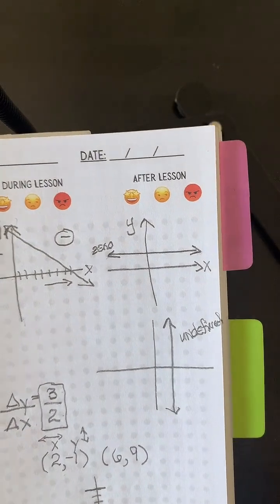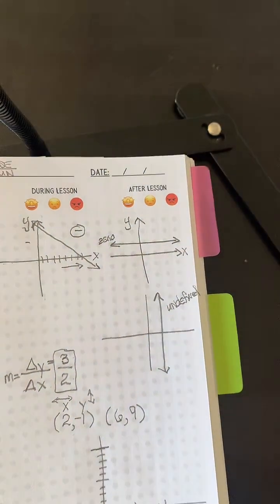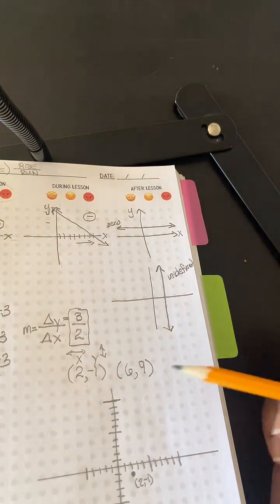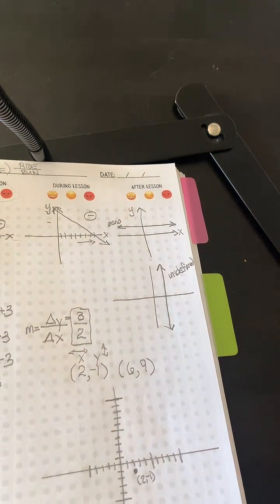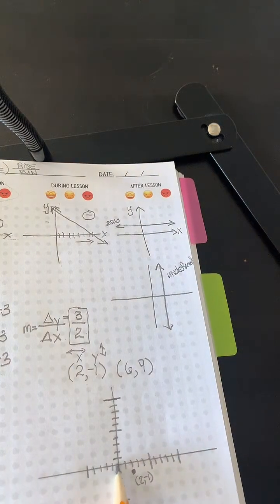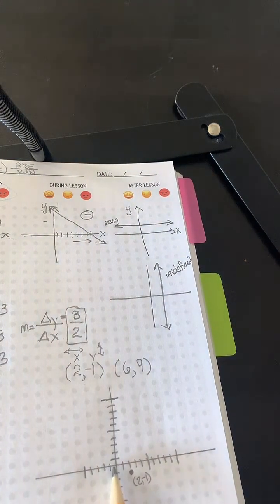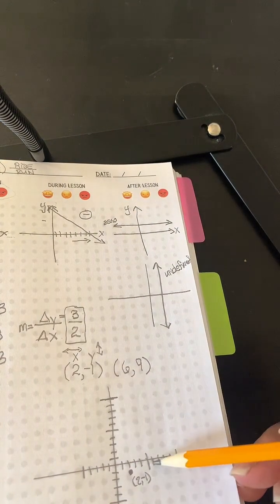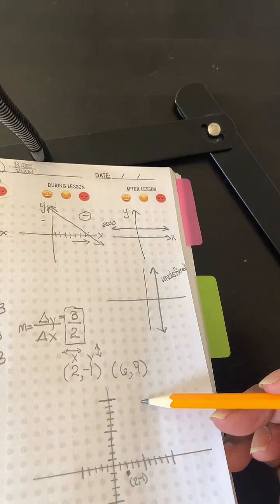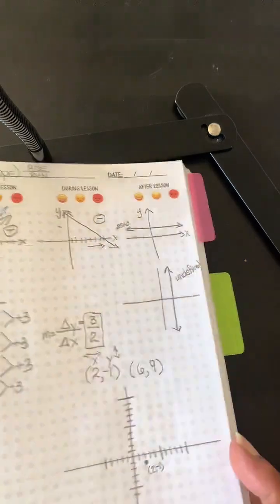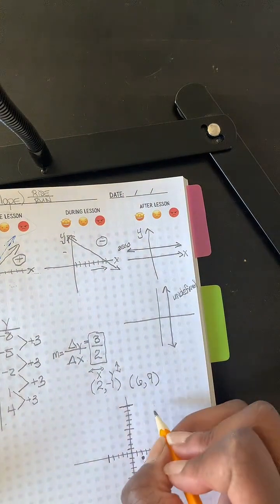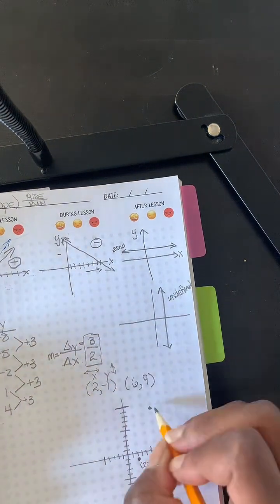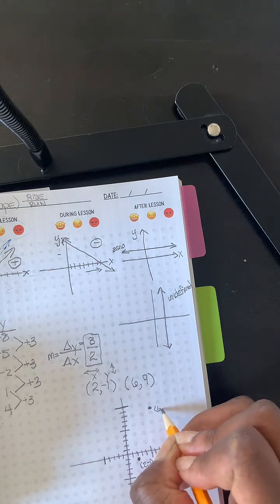Okay, so taking a look at it, when we have 6 and 9, we start at the origin, go to the right 6, and then go up 9, and plot our point. That point is roughly about here. So this point is 6, 9.